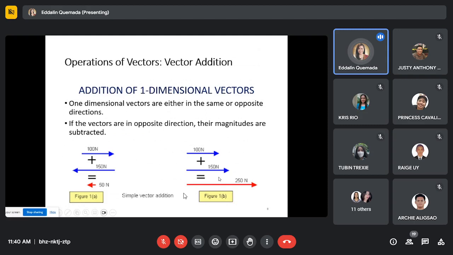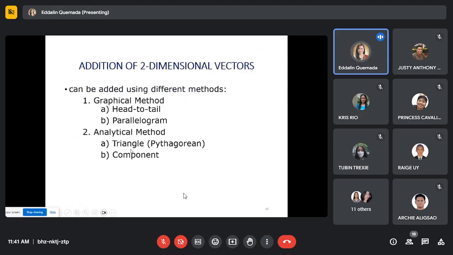And another way that we can apply for two-dimensional vectors, by means of computation, is the analytical method of vector addition. We can use the component method of vector addition if we are given more than two vectors. But if we are given only two vectors, especially if the two vectors are perpendicular to each other, we can apply immediately the Pythagorean theorem to solve the resultant vector.